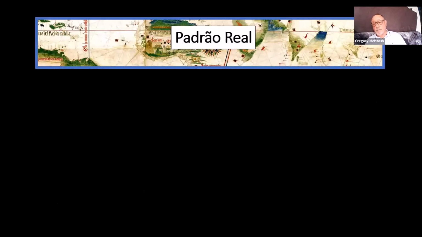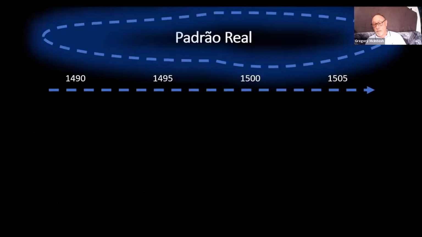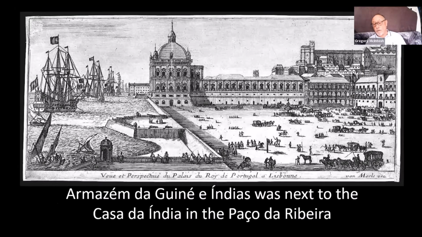Now, allowing that the Padrão Real was not just a single fixed world chart, but was a collection of evolving charts that also included a formally embodied master planisphere that was amended and evolved over time. And all were co-located in the Armazém, or in the Palácio de Ribeiro.